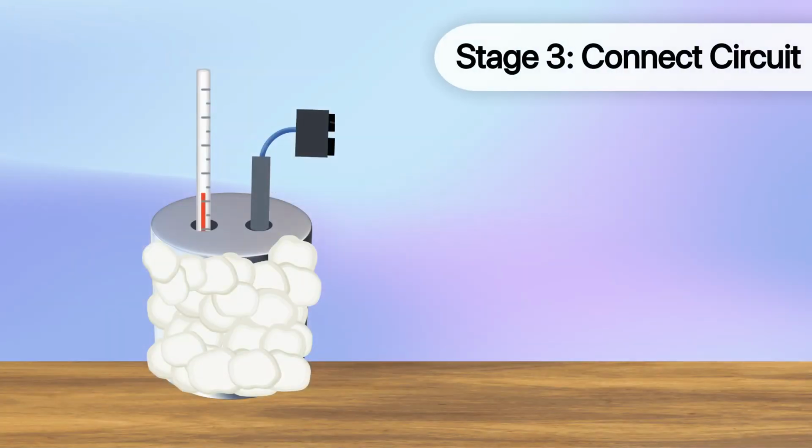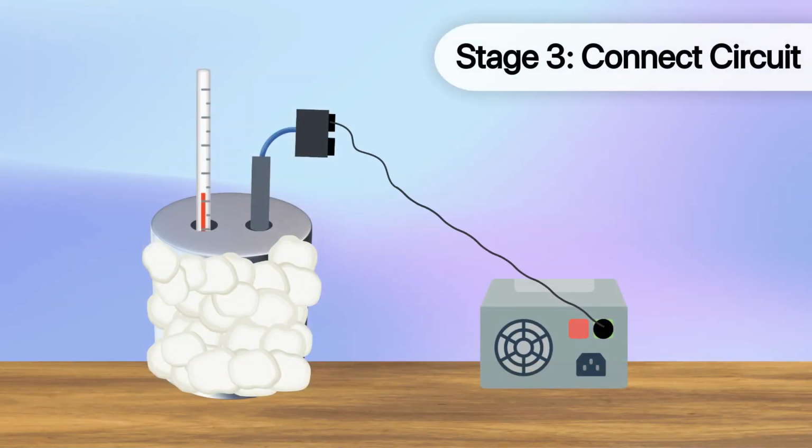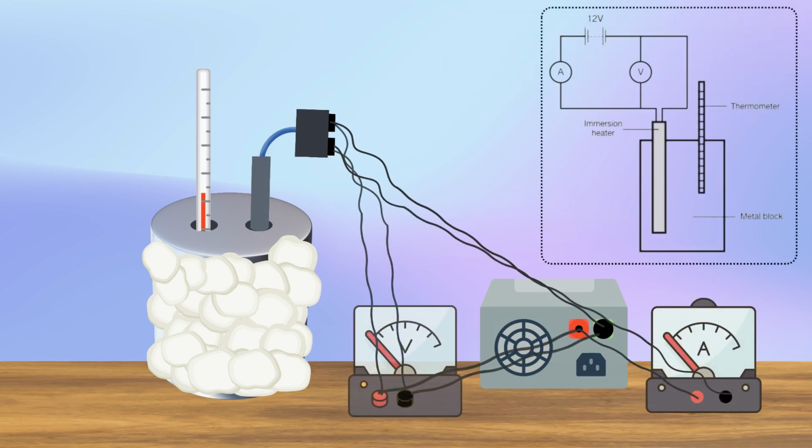Now, connect the immersion heater to a power supply, an ammeter and a voltmeter. The diagram in the top right shows you how you can draw this setup in your lab book. The voltmeter and ammeter will allow us to calculate the electrical energy supplied to the heater, which will subsequently be used to heat the metal block. Ensure all connections are secure and double-check that the power supply is set to the correct voltage and current settings.